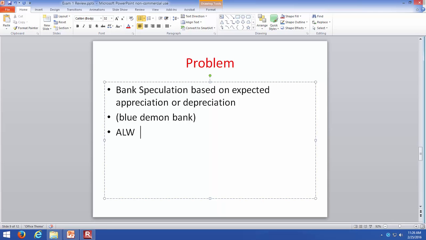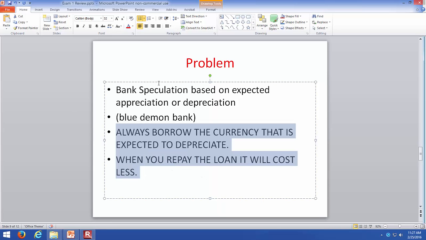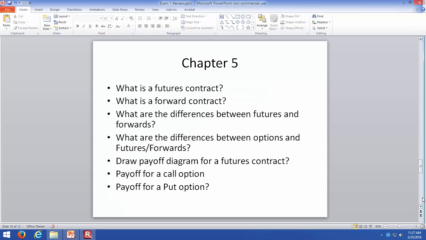So here, always borrow the currency that is expected to depreciate. So when you repay the loan, it will cost you less. That is the basic idea here. So this is a strategy, and based upon that, we did a couple of problems. Okay, I definitely encourage you to have this in your formula sheet. What is the strategy? Okay.